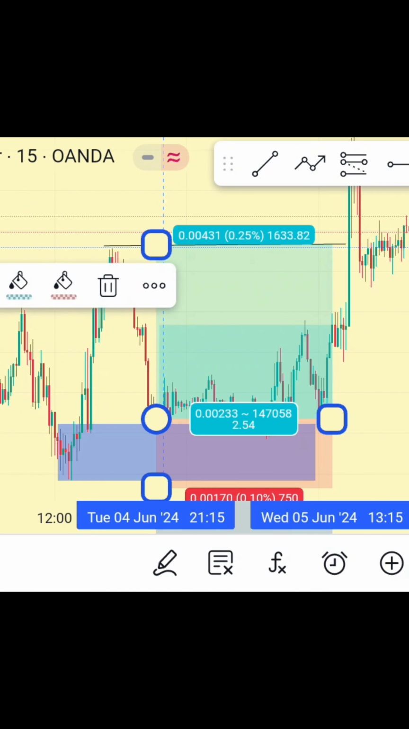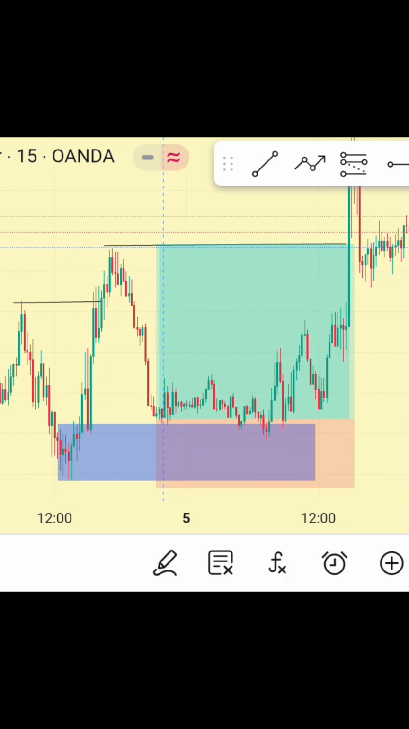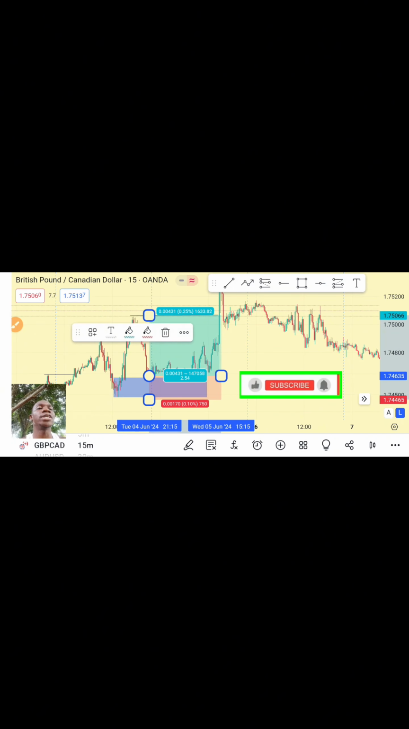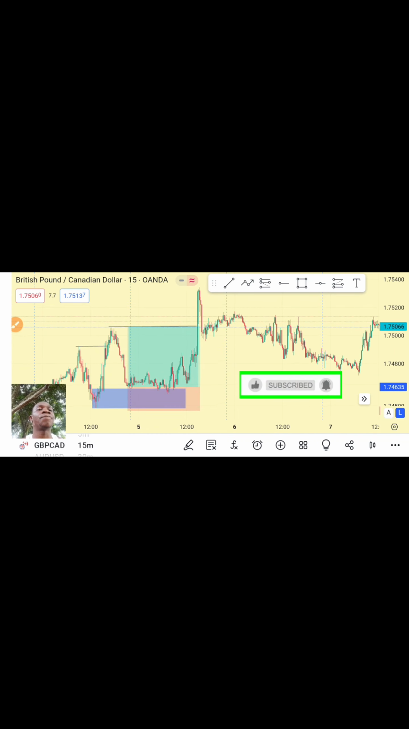So this was when our TP was hit with this high impulse move, and that was how we made this 1:2.5 risk per return ratio in the first setup.